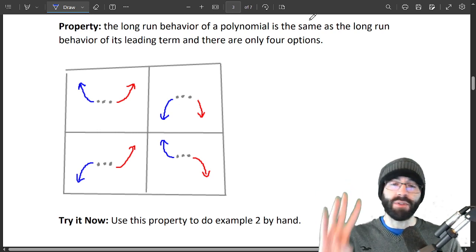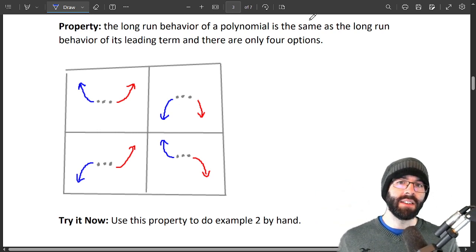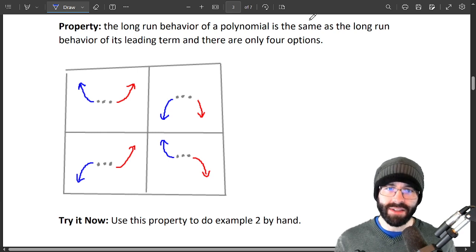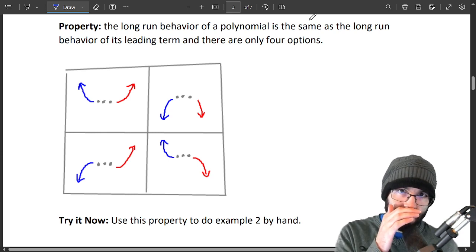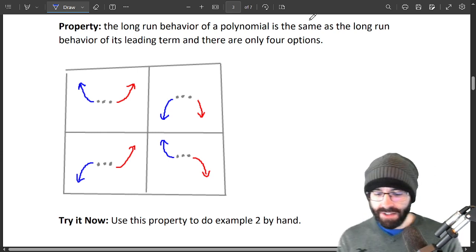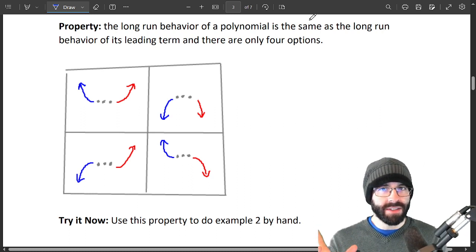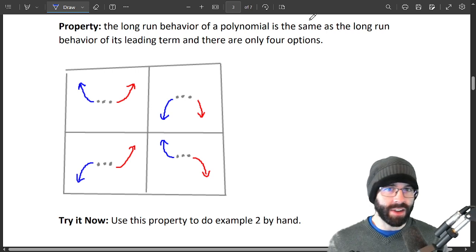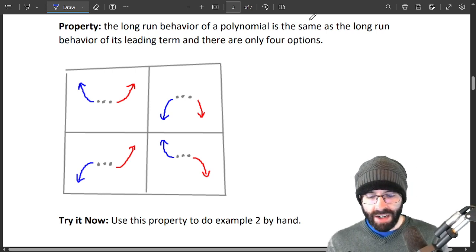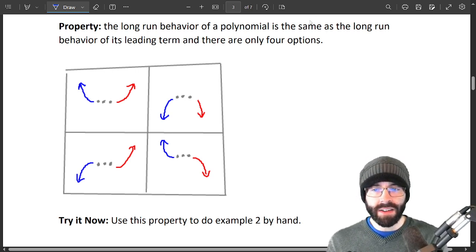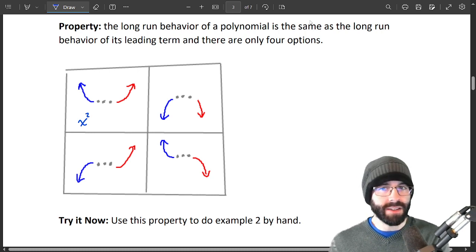And there's only 4 options for a polynomial. So for this section, there's only 4 options. In the next section, there's going to be some other things that can happen. And it's really nice because these 4 options look similar to things that we've already done. Right? Doesn't this kind of look like an x squared? You don't have to write this part down. I just want to show you.